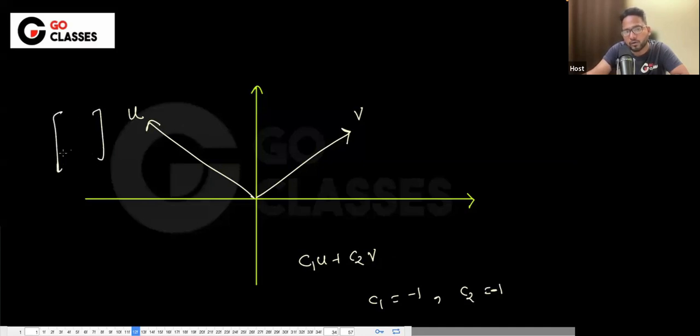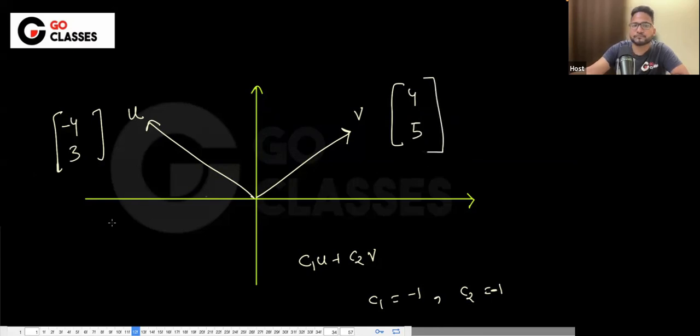Let's suppose this is u, this is v. Then c1u plus c2v, can it be here? Yes. How? You can take c1 as -1 and c2 as -1. If you take c1 and c2 as negative, then since y is positive for whatever vector you take, for example -4, 3, or 4, 3, or let's suppose 4, 5, y is positive for both of them.